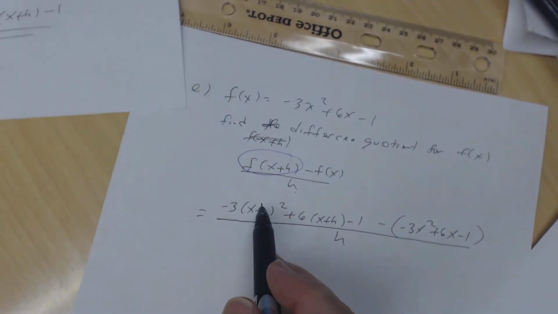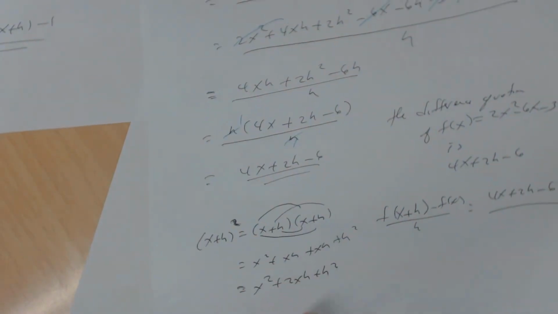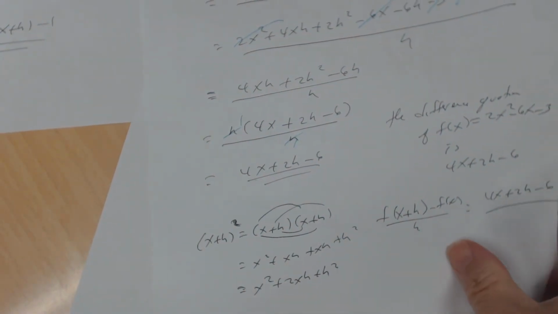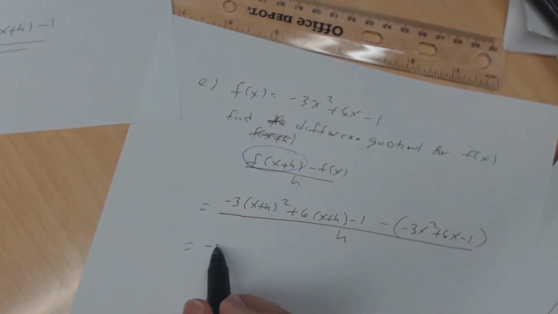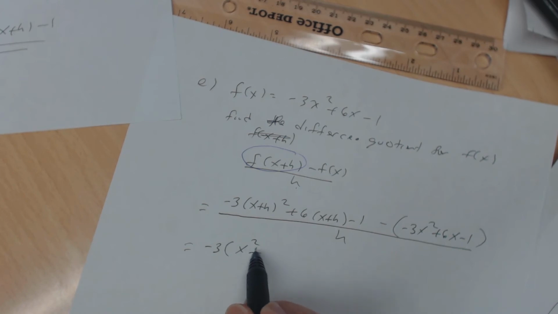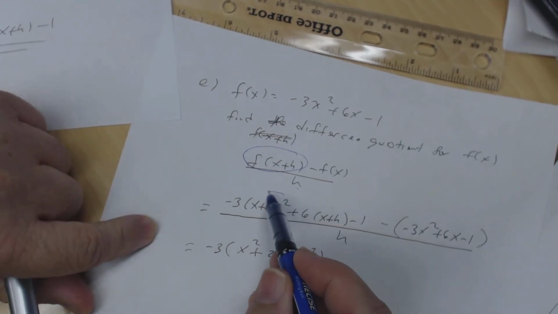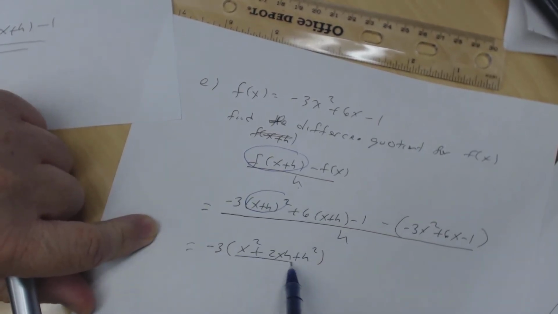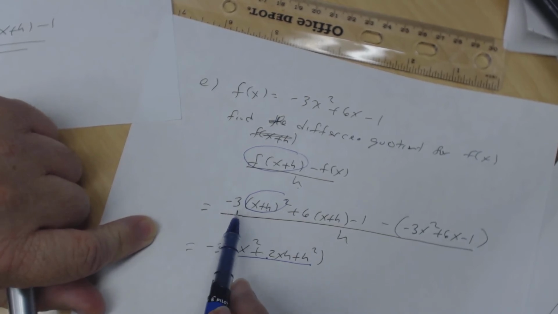Okay, now let's follow this out. So remember, we've already done that. X plus h squared, remember, is this. It's just right here. Okay, so I'm going to rewrite this as this now. Negative 3 times x squared plus 2xh plus h squared. So this right here is this. That is this. All right, don't forget I'm multiplying it by negative 3.